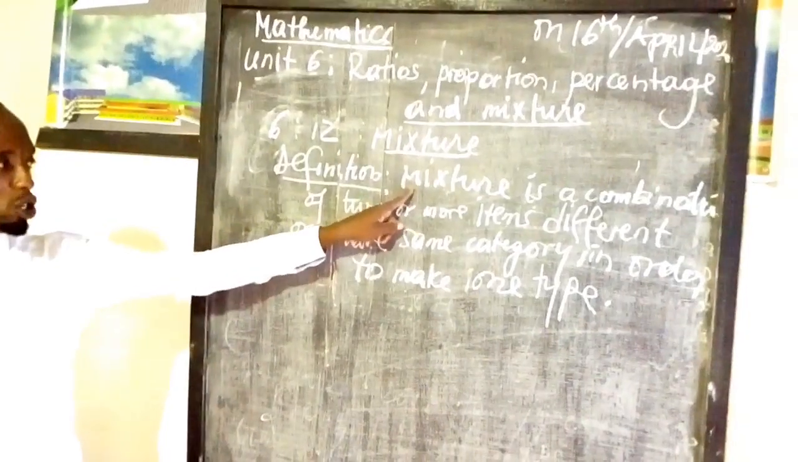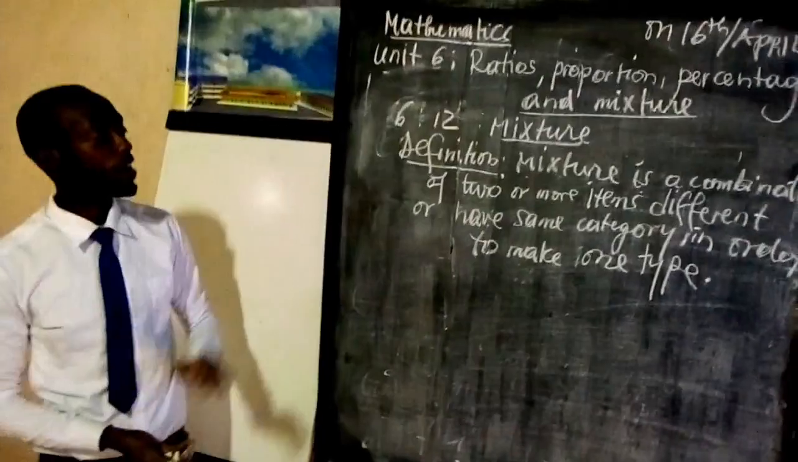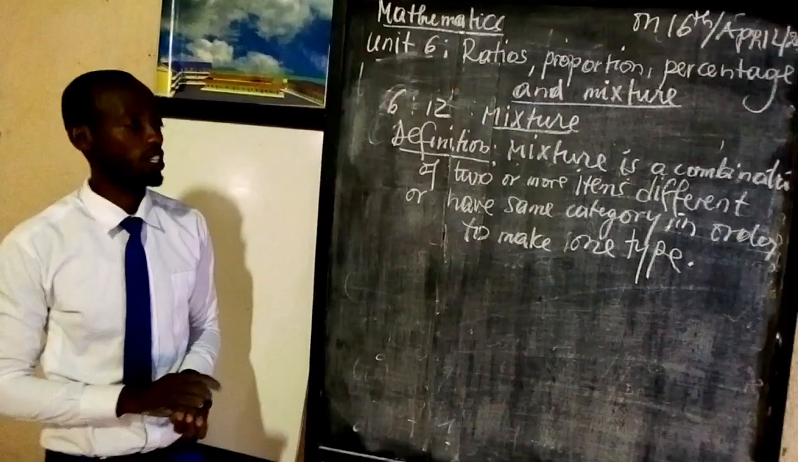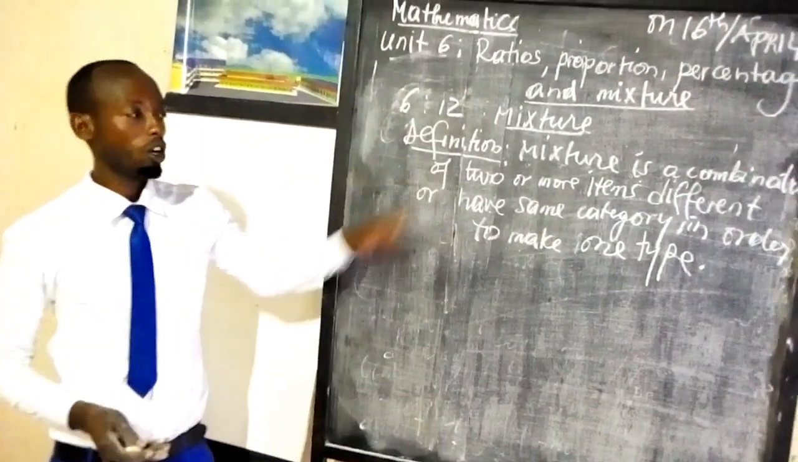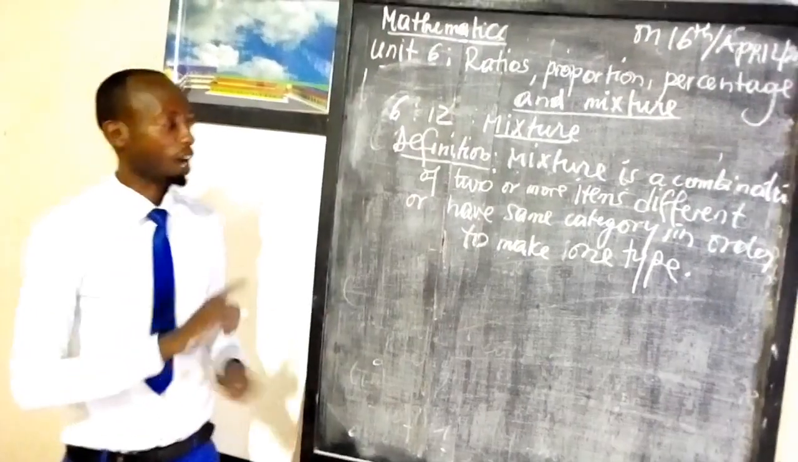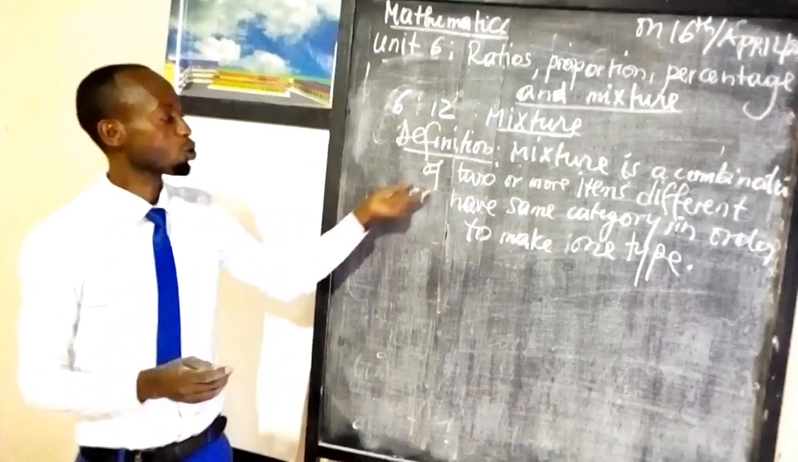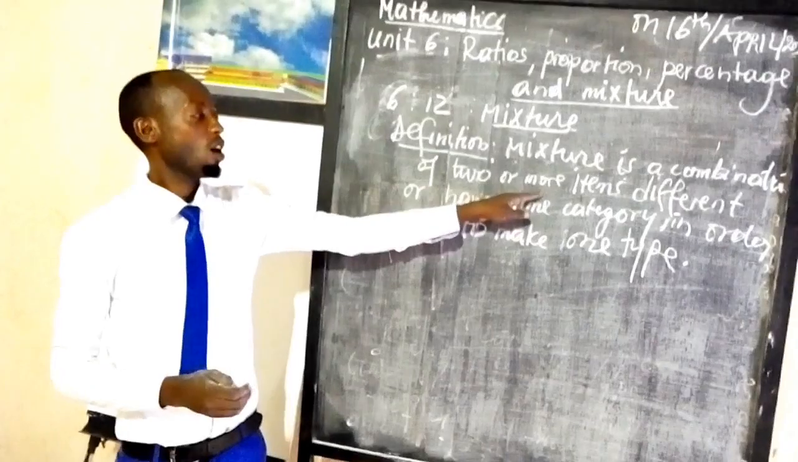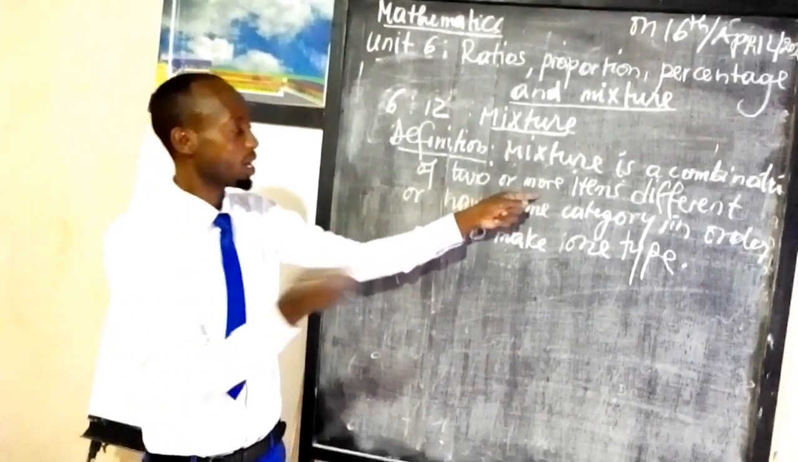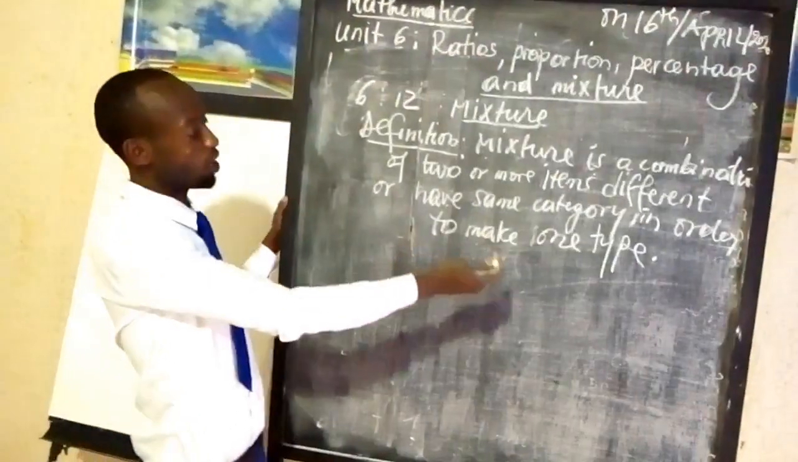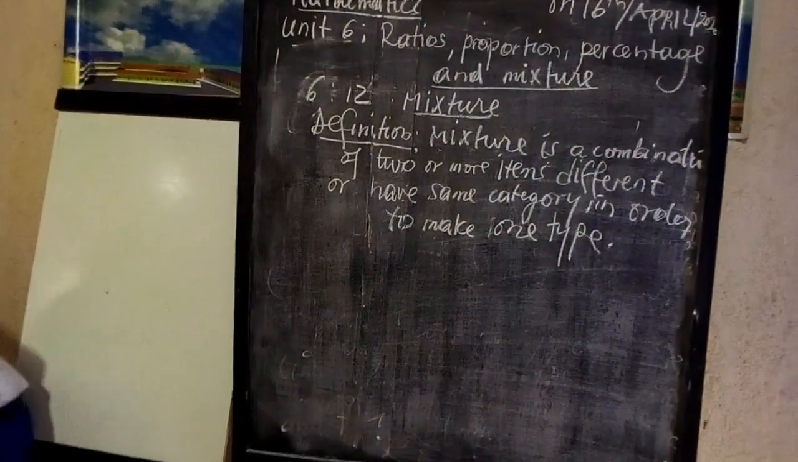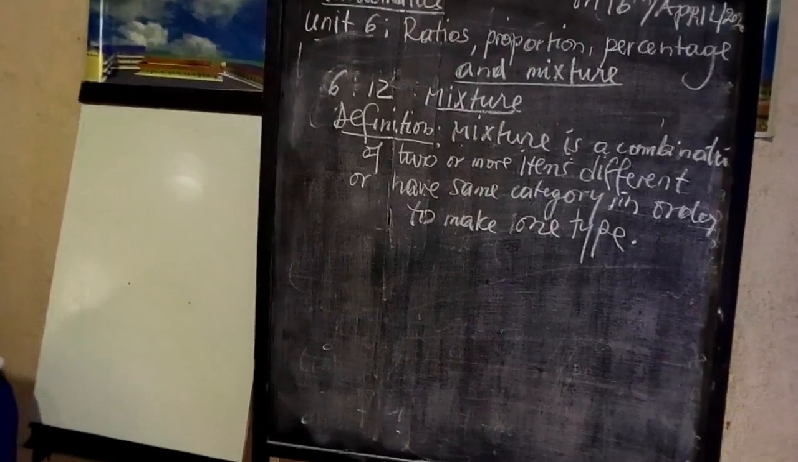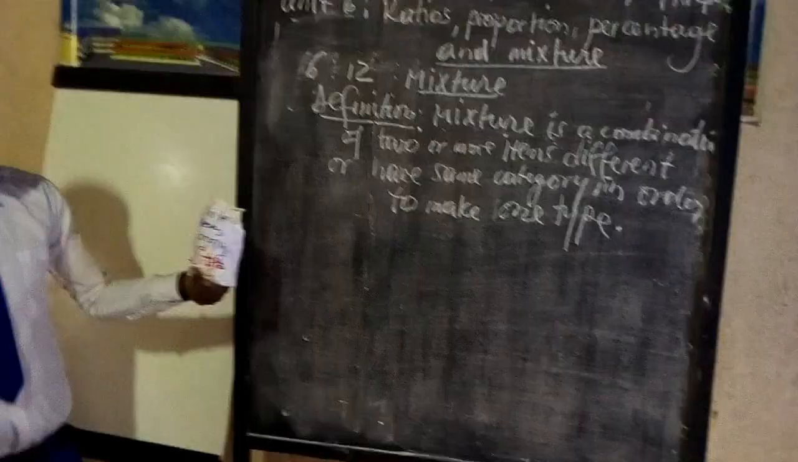Referring to the definition, mixture is a combination. To combine means to put things together. It is a combination of 2, because one item cannot make a mixture. It should be 2 or more. What is the reason for mixing? It is in order to make one type.